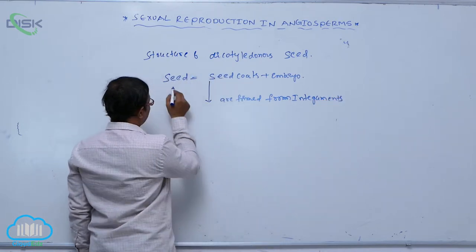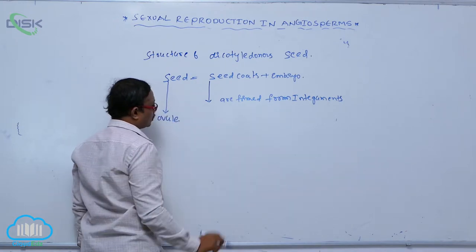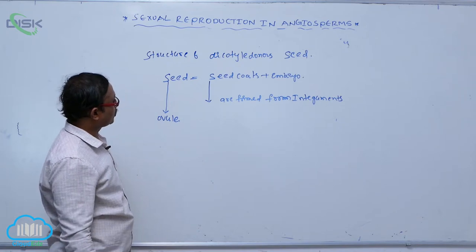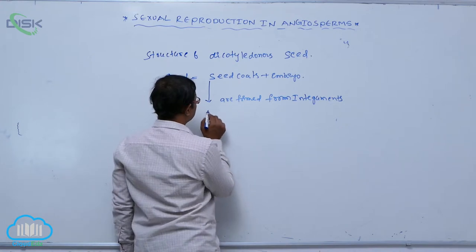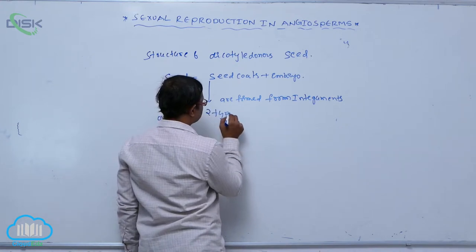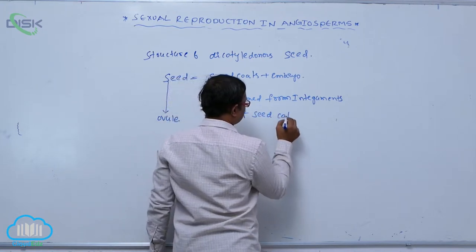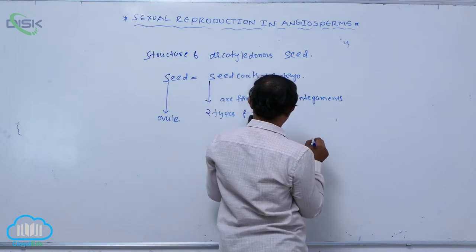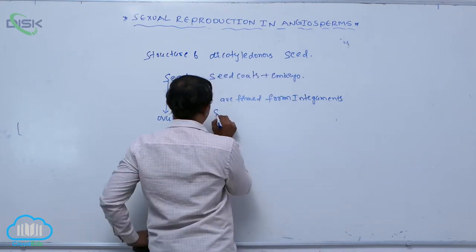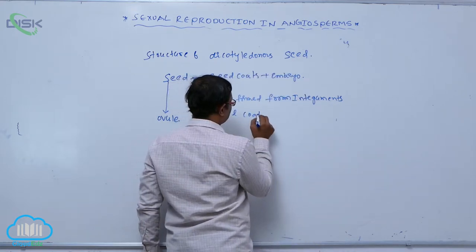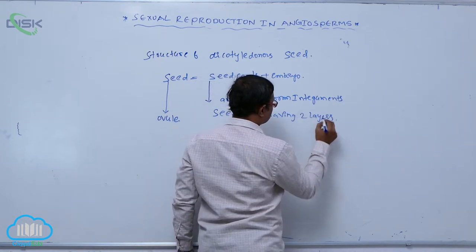Then, after fertilization, the seed is formed from that ovule. The ovule is covered by a protective sheath, known as the integuments. So there are generally two types of seed coats. Two types of seed coat. The seed coat has two layers, right?